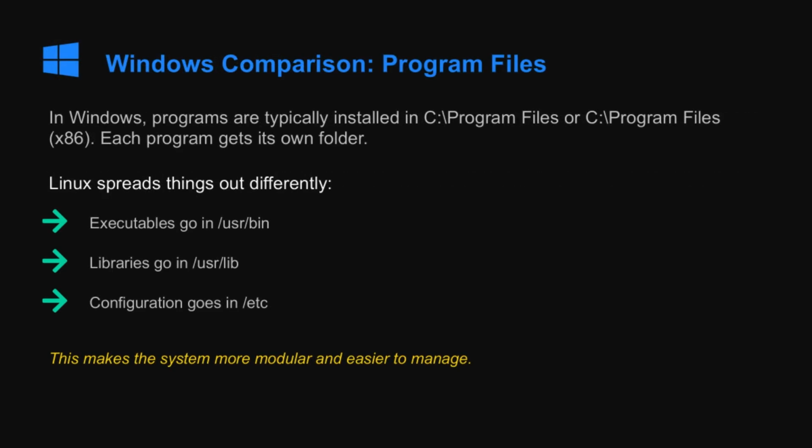We'll compare this to Windows. In Windows, programs are typically installed in C:\Program Files or C:\Program Files (x86). Each program gets its own folder containing its executable and supporting files. Linux spreads things out differently. Executables go in /usr/bin, libraries go in /usr/lib, and configuration goes in /etc, and so on. It might seem disorganized at first, but it actually makes the system more modular and easy to manage.